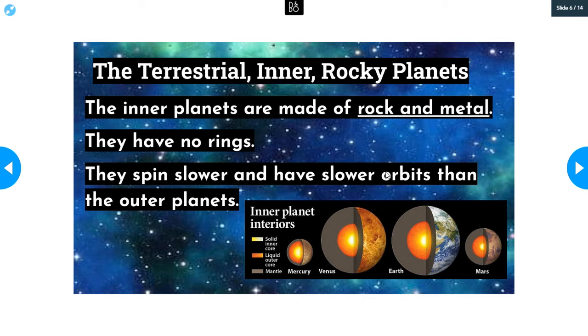And they actually have faster orbits. So Earth takes 365 days to go around the sun. And same with the other planets, they're close to that. And we're going to learn more about that next week.